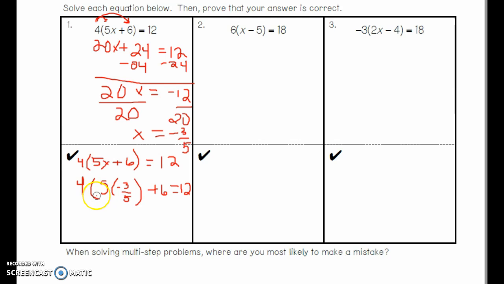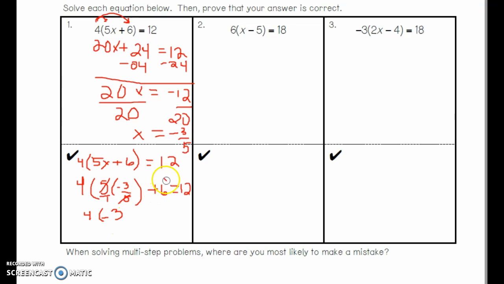Okay, so what I meant by that is if I'm multiplying fractions, if I put 5 over 1, if I'm multiplying straight across, I'm going to get something that's divisible by 5 on both the top and bottom, so I might as well just cancel out the 5s now. And now I have 4 times, and it's just -3.